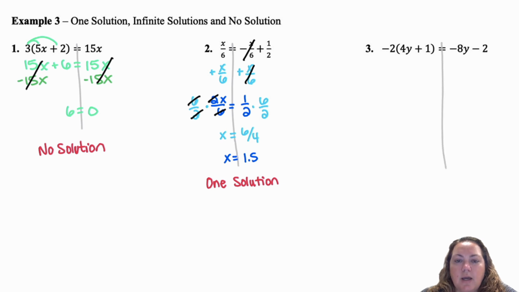The next one, I'm going to distribute the negative 2. That's going to give me negative 8x minus 2 equals negative 8y minus 2. If I add the 2's to both sides, they cancel.